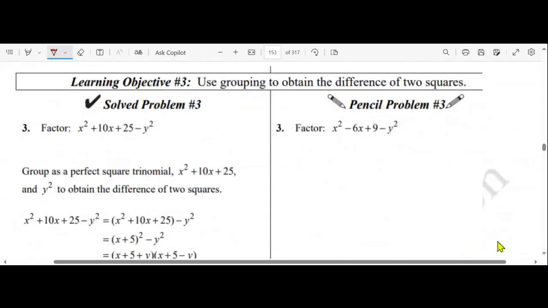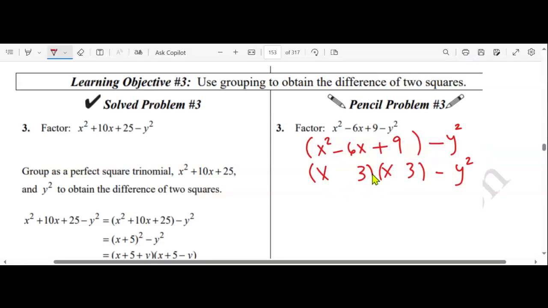Difference of two squares. Now, how many terms here? 4. So I'm gonna keep this by itself. I'm gonna be dealing only with the first 3. Who can tell me the factoring of this will be how much? x, x. Good. 3, 3. Put negative and negative.